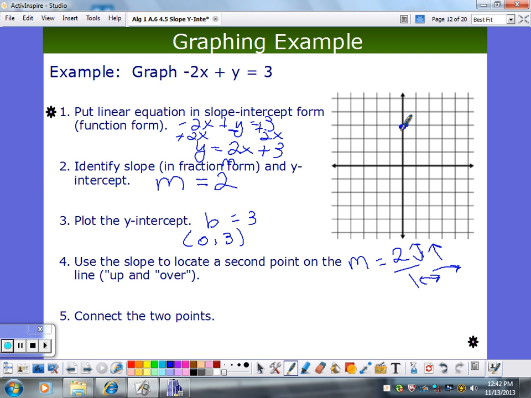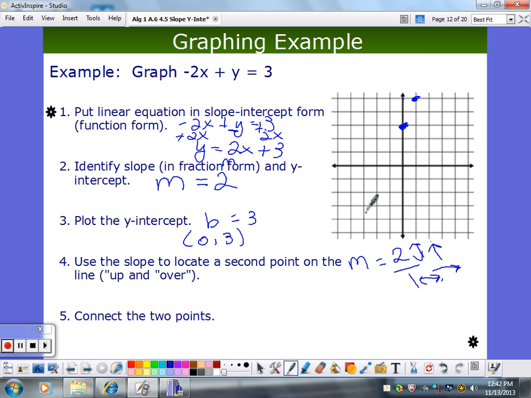So this, we agree, is a point on the line, right? This y-intercept. So I know to get to my next point, it's a vertical change of 2 and a horizontal change of 1. So I go up 2, and I do a horizontal change of 1. Look at that, a new point. So now I did count up 2, right 1. And then you can make the line.